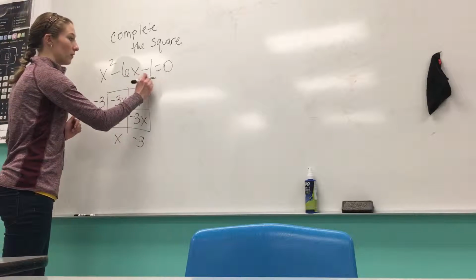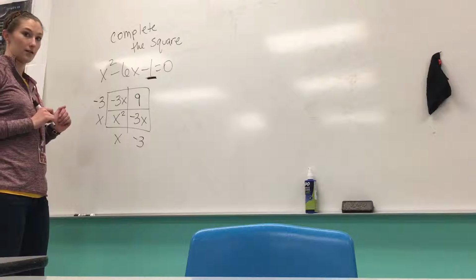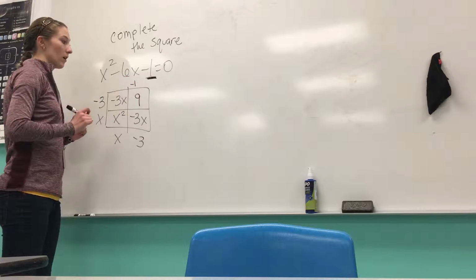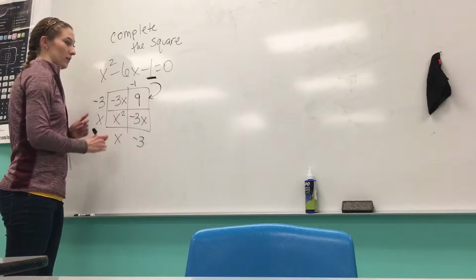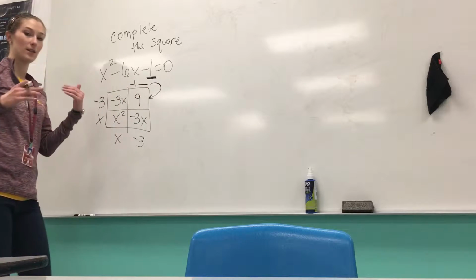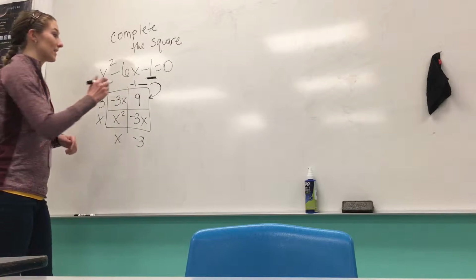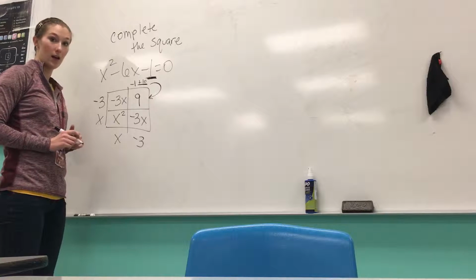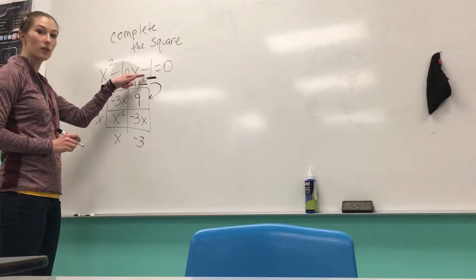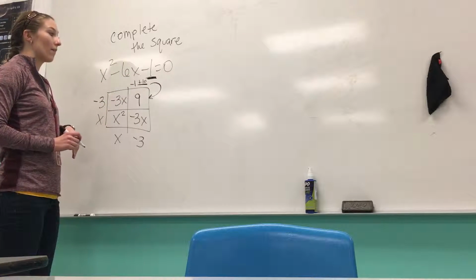However, in the problem, you have -1 unit tiles. Okay, so -1, and I'm trying to get to 9. So I gotta do something to get to 9. So -1 plus 10 would get me to 9. Right? I don't have enough unit tiles, I need to get 9. So if I add 10.